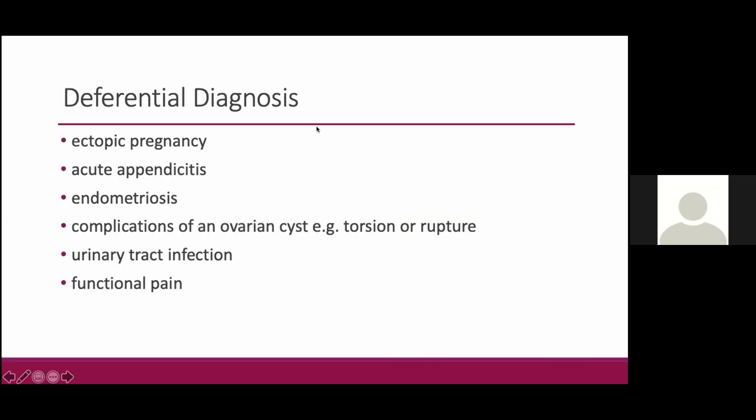So when somebody comes with low abdominal pain with a period of gestation, let's say she's 20 weeks now, the things which cross our mind: ectopic pregnancy is unlikely unless it's an abdominal ectopic pregnancy. Acute appendicitis is common. That's one of the areas Prof. Sanjeev excels in. And endometriosis, and complications of an ovarian cyst, torsion, rupture and all that. So you need to think about all these causes if somebody comes with abdominal pain.